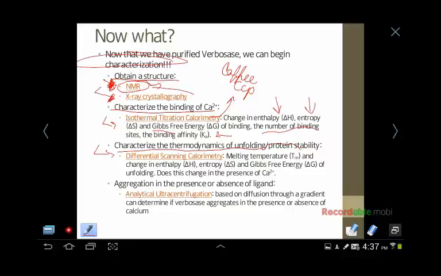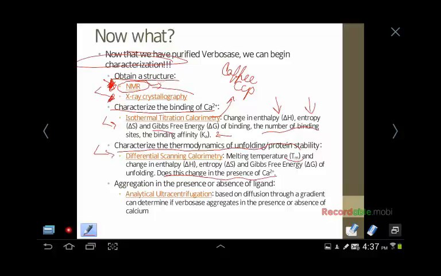So we can do this using differential scanning calorimetry, which will tell us the melting temperature, the change in enthalpy, entropy, and Gibbs free energy of unfolding. And then we can figure out, well, does this change in the presence of calcium? Does the binding of calcium stabilize the protein structure or destabilize the protein structure?